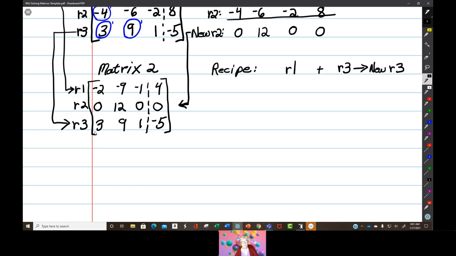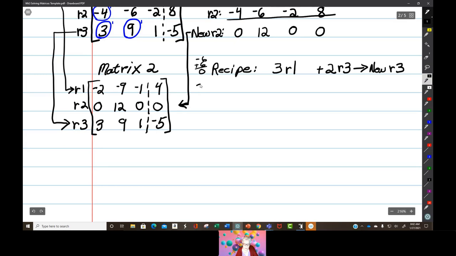So just kind of going over my possible recipes in my head, I realized that if I were to multiply row 1 by 3, then this negative 2 would become negative 6. And if I were to multiply row 3 by positive 2, I would get 2 times positive 3 is positive 6. And what this would get me would be negative 6 plus positive 6, which is 0, which is what I want. So that's what I'm going to do.